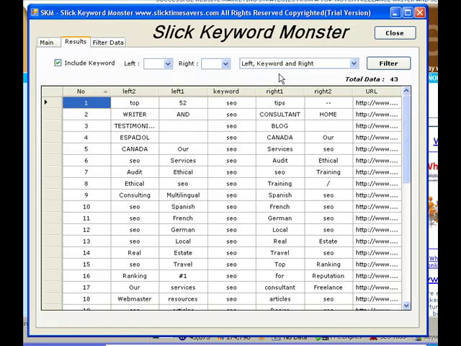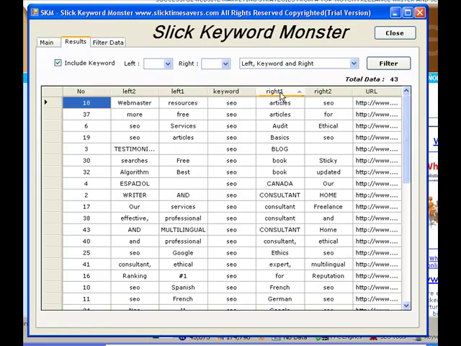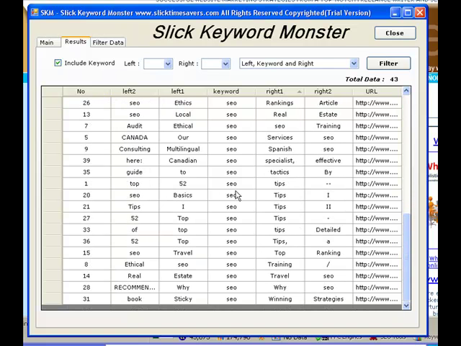Now I wanted to find out what I was going to get back for tips, so I clicked the right word. I went down and found SEO tips mentioned 6 times on the sheet. Keep in mind this is raw data. It's pretty interesting how it returned the results.